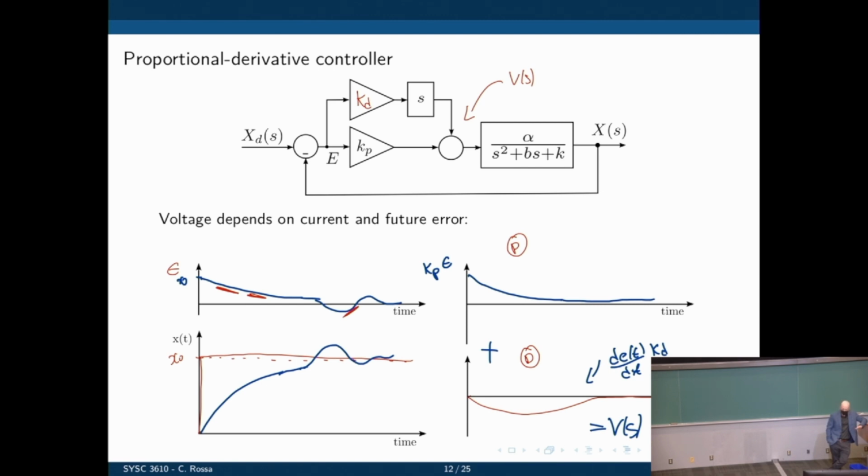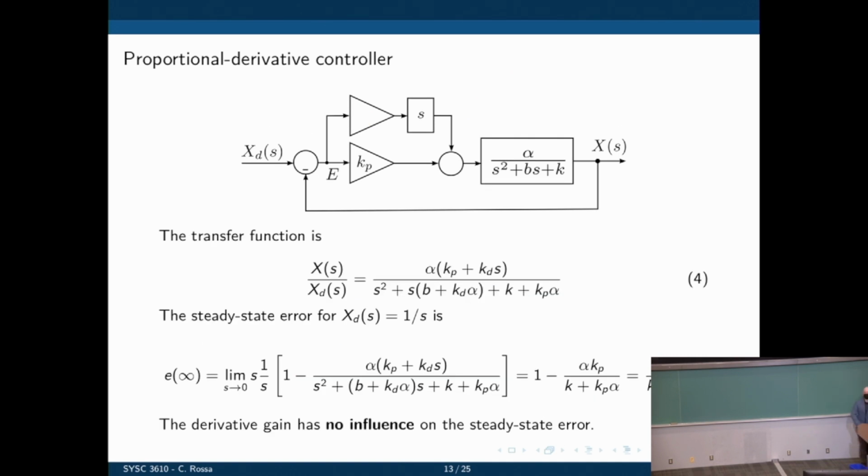It's exactly the opposite of the integral gain, which looked at the past error and delivered more energy to the system. Now here, if we are moving towards where we want, it will simply reduce the amount of energy delivered to the system so that we can reach the position without overshoot. Let's see what that does to the steady state error.